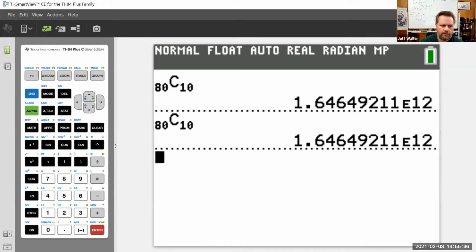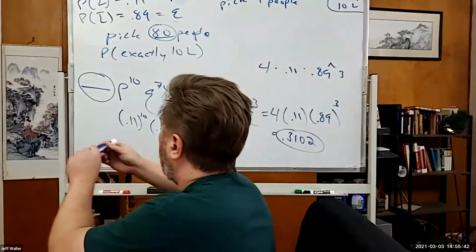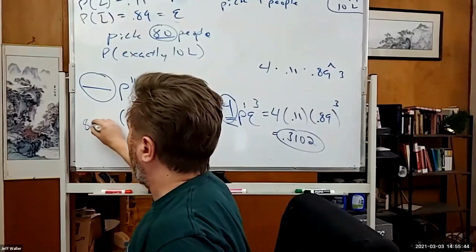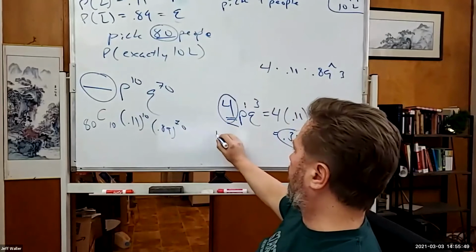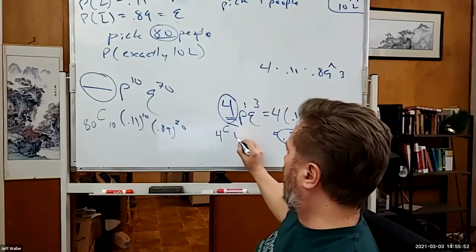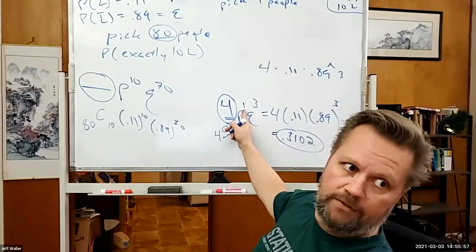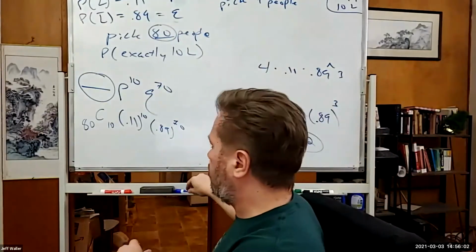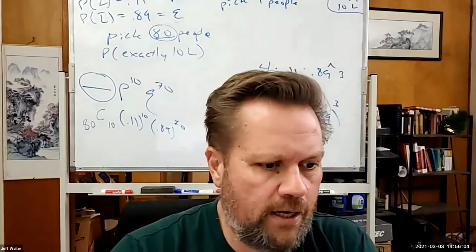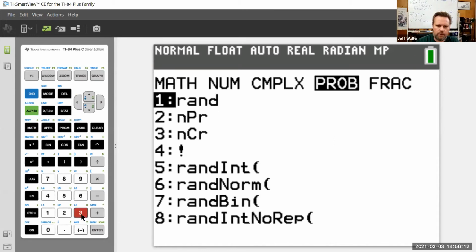All right, so let me do 2 things. Let me stop sharing for just a moment. So right here, I'm going to put 80 choose 10. Over here, this would have been 4 choose 1. Remember that? Because this was when I had 1 left-handed person. So in the calculator, if I do 4 choose 1 real quick, it's going to come out to be 4.